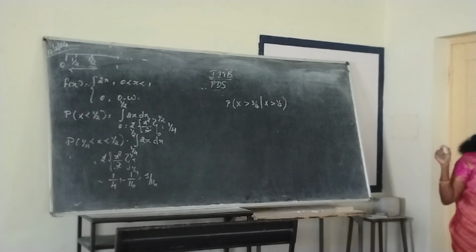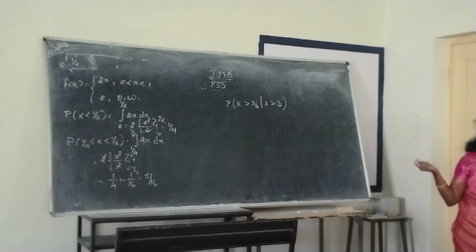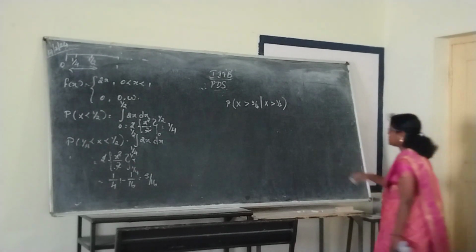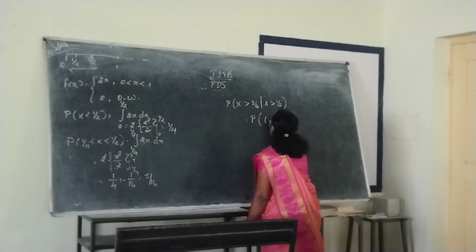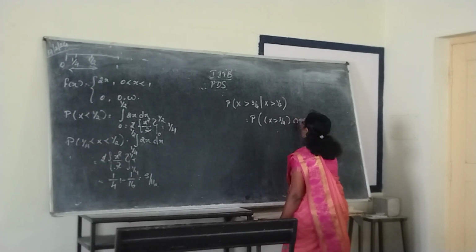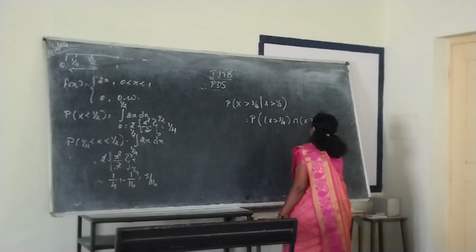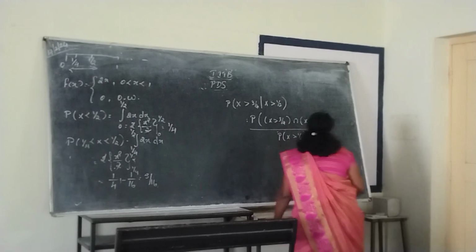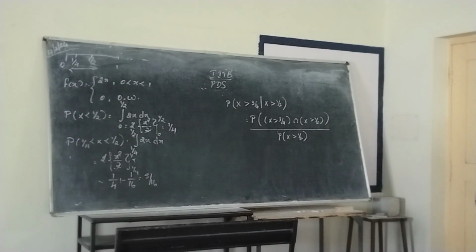What is the numerator? The intersection of both the elements. The denominator will be the second element. So how to write the definition? Probability of x greater than 3 by 4 intersection x greater than 1 by 2, divided by probability of x greater than 1 by 2. A similar problem we discussed in our discrete case. The same logic we have to apply here also.